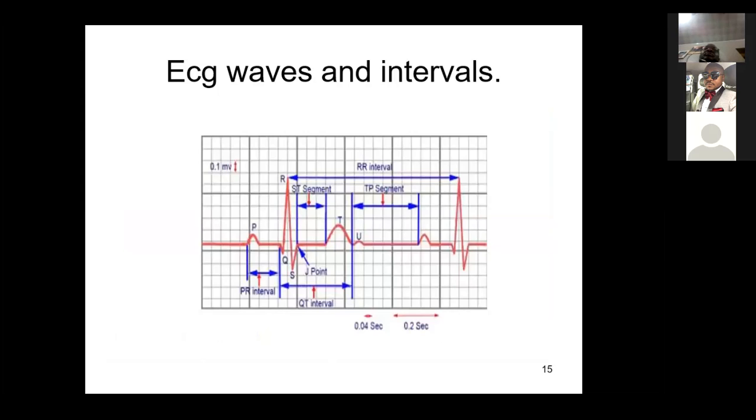So, ECG waves and intervals. We'll be discussing them in some detail as time goes on. And this is the P wave here, the PR interval, the QRS complex, the QT interval, the ST segment, the T wave, the U wave, the RR interval, the TP segment.